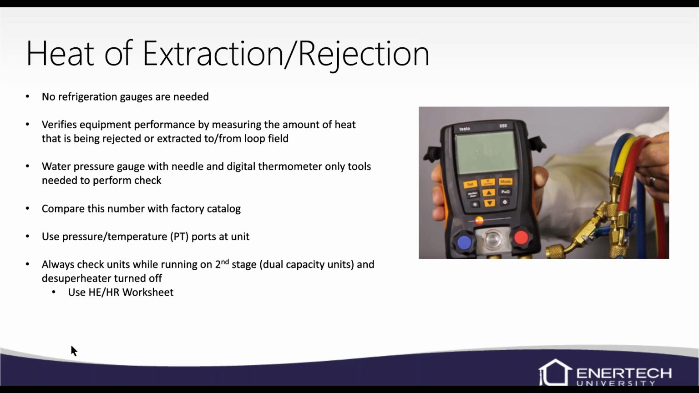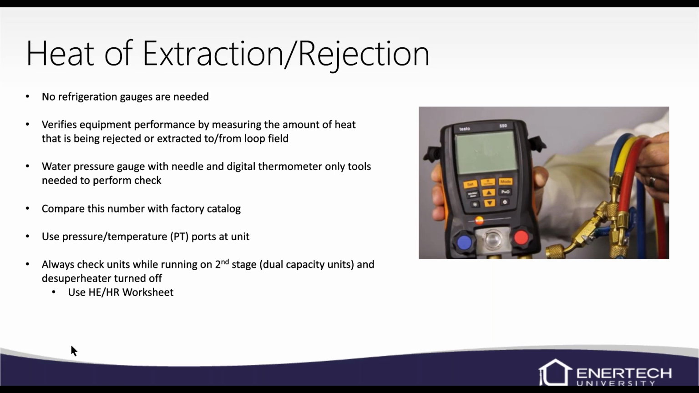So when in doubt, put a pressure temperature port in. They're pretty cheap. It's a lot cheaper to put them in on install than it is after the fact. So we're always going to check the unit when running in second stage, if it's a two-stage unit. And we're going to normally turn the desuperheater off.